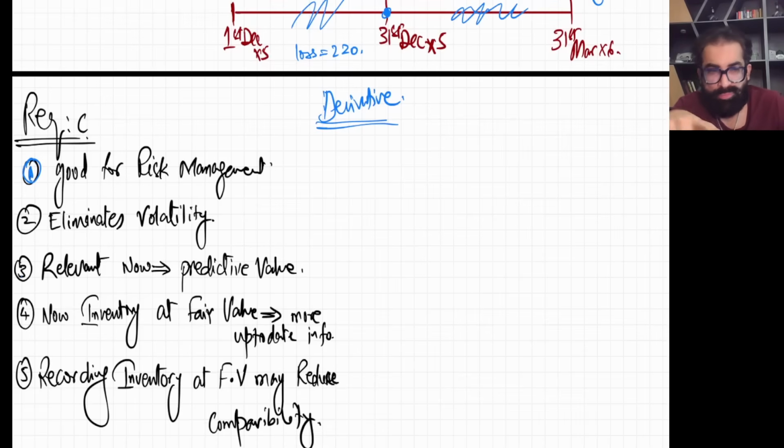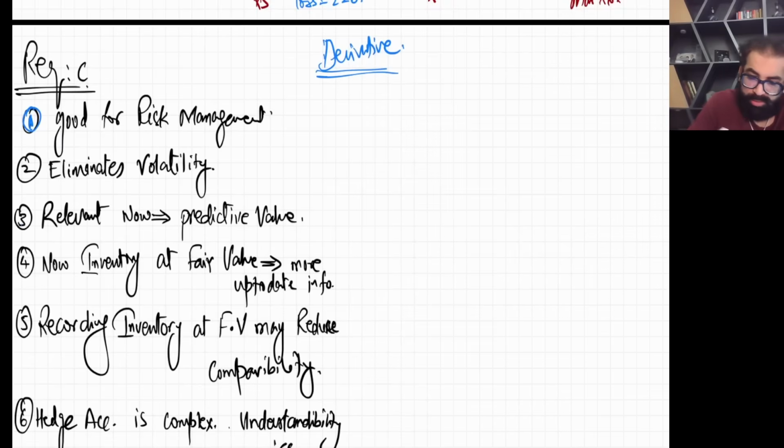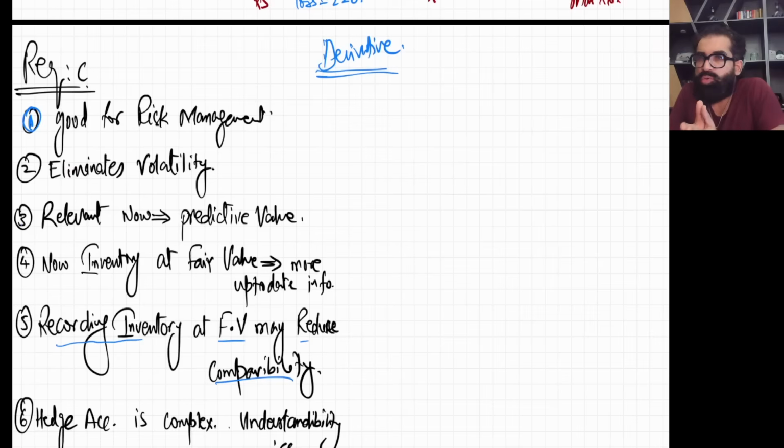Then one more thing, now this is the criticism. Recording inventory at fair value may reduce comparability. For example, we are doing hedge accounting, so our inventory will be recorded at fair value, but our competitors are not doing hedge accounting, so they will definitely record inventory at cost. Now think, our inventory is being recorded at fair value, but our competitors' inventory is recorded at cost. So these two books are not comparable. So this may distort comparison.